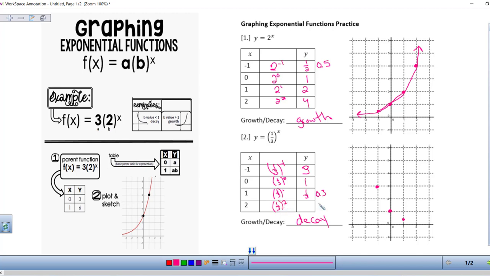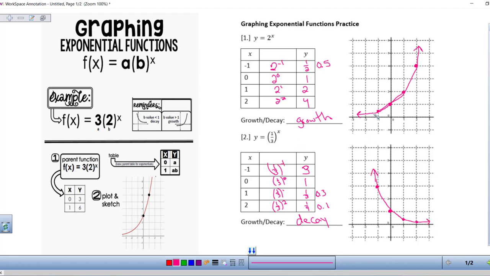Then we have 1/3 to the second power. That's going to be 1/9, which is actually 0.1 repeating. So it's again getting smaller, very close to 0. So I see this is a decay. It's our curve going down. It does kind of flatten out towards the end.